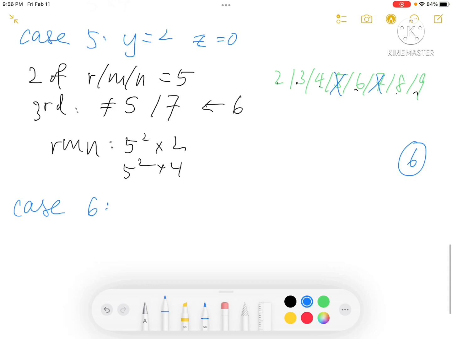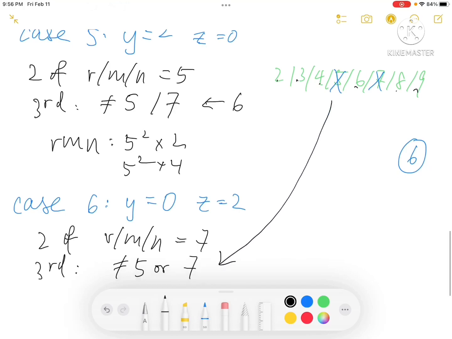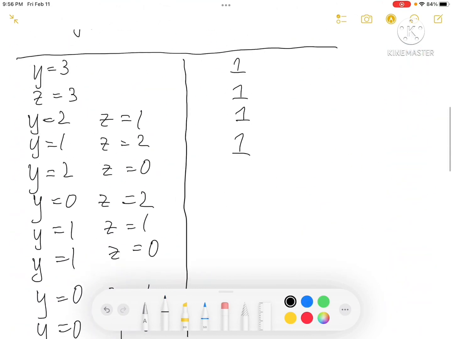Then we have case 6 when y is equal to 0 and z is equal to 2. So we can apply the same logic for this question. 2 of them will be equal to 7. The third number cannot be equal to 5 or 7. So we also have 6 possibilities for this one. So similarly, in case 6, there are 6 possible answers. Let's record that in our table. 6 and 6.